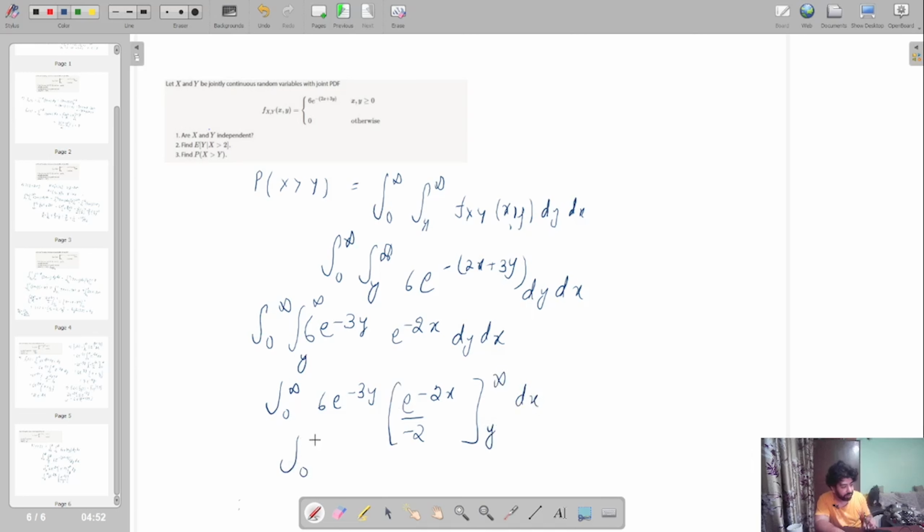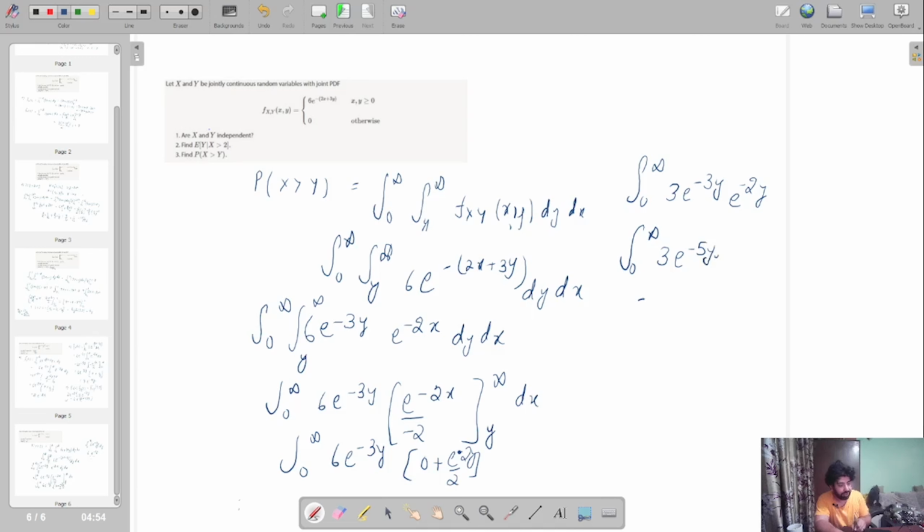So I can write the integral from 0 to infinity of 6e^(-3y), and because I have a minus here, this will be 0 and this will be 2 times e^(-2y). So this can be further written as the integral from 0 to infinity of 3e^(-3y) times e^(-2y), which can be further written as the integral from 0 to infinity of 3e^(-5y).